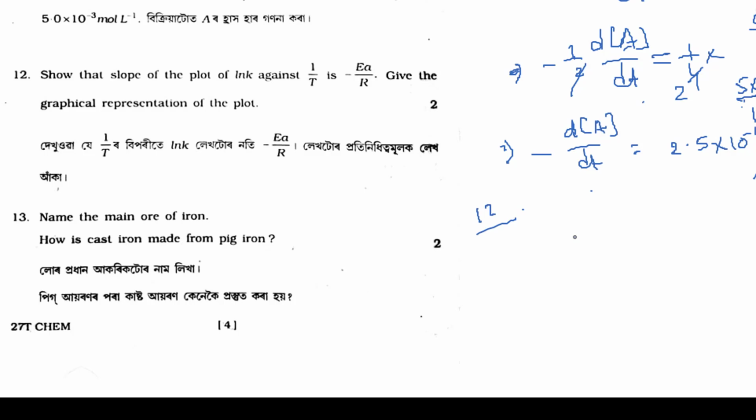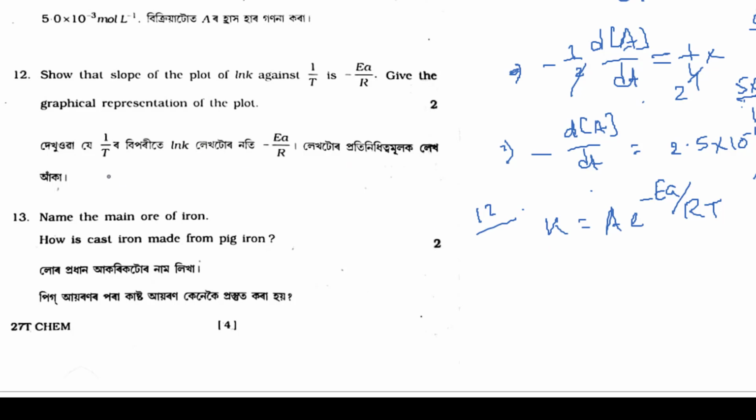Arrhenius equation: k is equal to A e to the power minus Ea by RT. Okay, so this is the Arrhenius equation, where the rate constant directly depends upon temperature. How the rate constant depends upon temperature, we get the information through this formula. So k is equal to A e to the power minus Ea by RT.